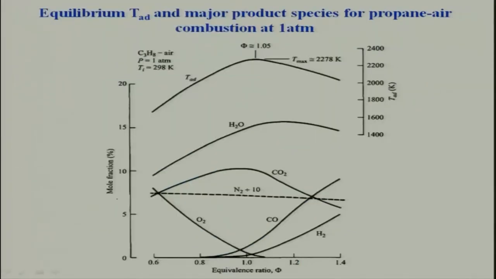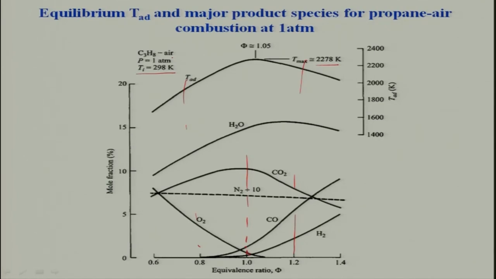Okay. So, now if you do this calculation for a propane air system at different equivalence ratios, you will get different things. For example, at equivalence ratio 1, you will get water and CO2 at this level, and of course nitrogen is not changing much. You will get CO values here and oxygen here, hydrogen here. At each different equivalence ratio, you will get different values. Keep in mind that corresponding to adiabatic temperature, you are getting maximum temperature, 2278 Kelvin, at phi equal to 1.05. And this corresponds to 298 Kelvin and 1 atmosphere pressure, and these are all major species, not radicals and other things.